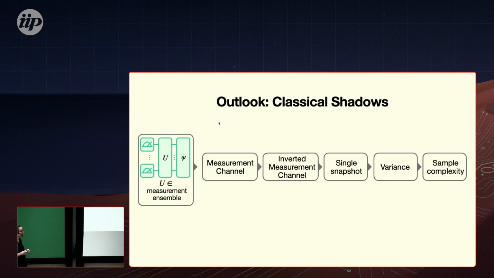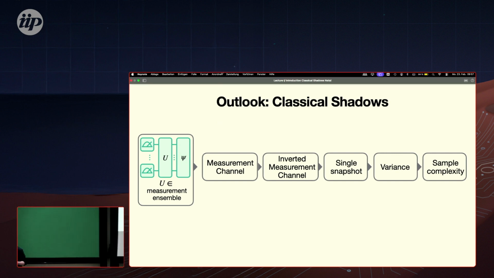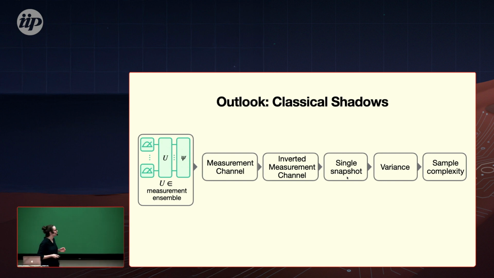So a little outlook. Now you got the motivation. Why do we need classical shadows? And now I tell you how we will get them. And this is just a quick overview.